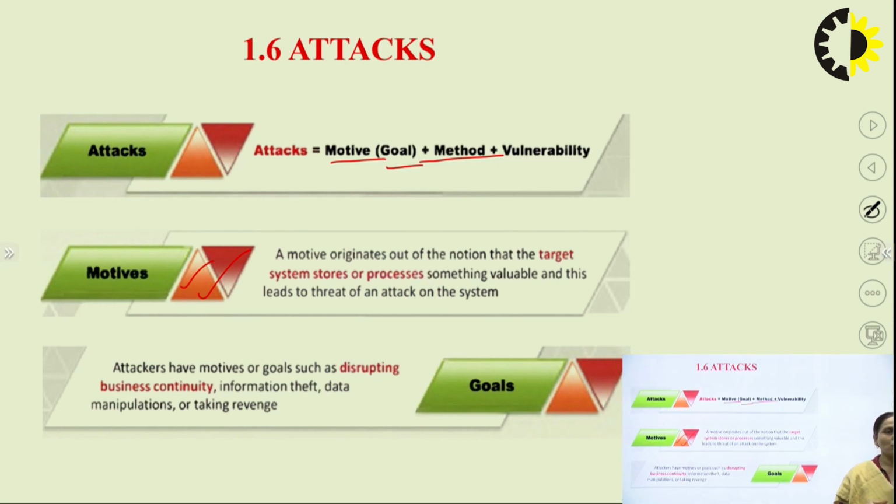Attackers have motives or goals such as disrupting a business community. Information theft can be there, data manipulation can be there, or sometimes just for the sake of revenge, right? It may again be an important type of goal of an attacker. If an individual is quite interested in taking revenge on another person, based on that the attacker is going to attack the system. So taking revenge also is one of the important goals which may be there in the particular type of system.